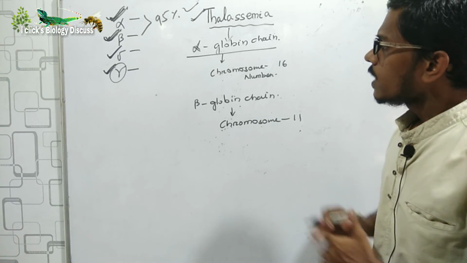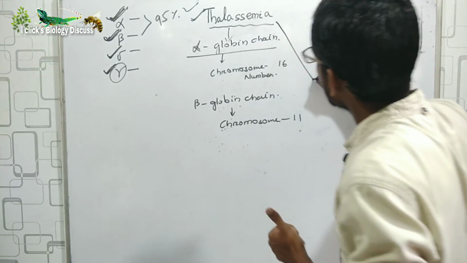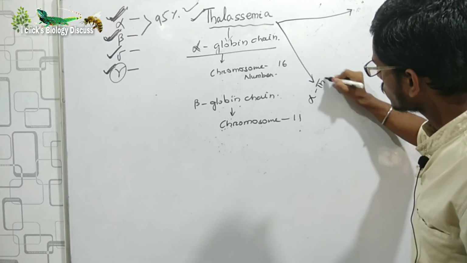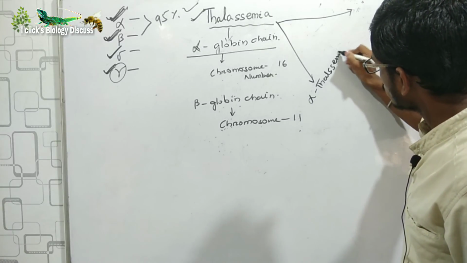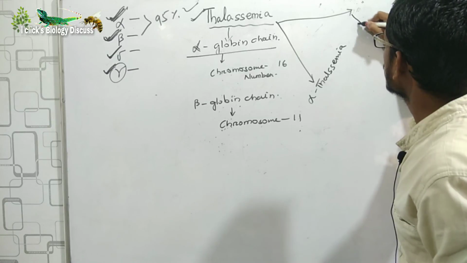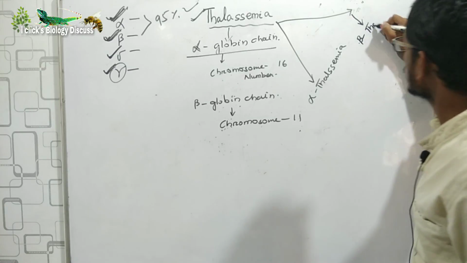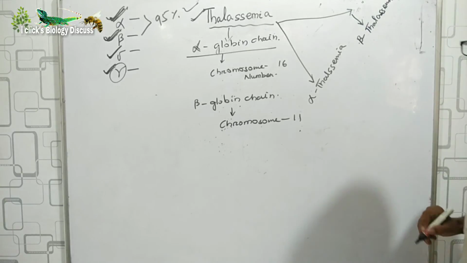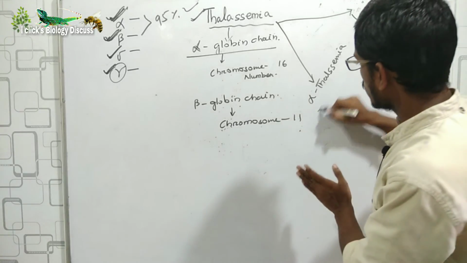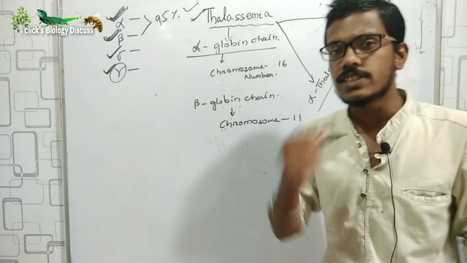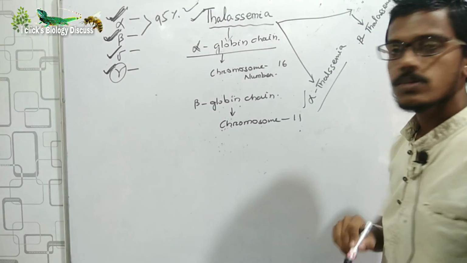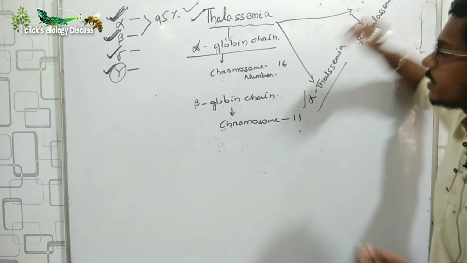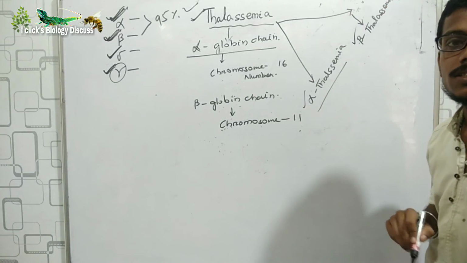Thus, here there are two kinds of thalassemia. One is alpha thalassemia. Another is beta thalassemia. If there is any disorder in the alpha-globin chain synthesizing gene, then that will lead to alpha thalassemia. If there is any disorder in the beta-globin synthesizing gene, then it will lead to beta thalassemia.